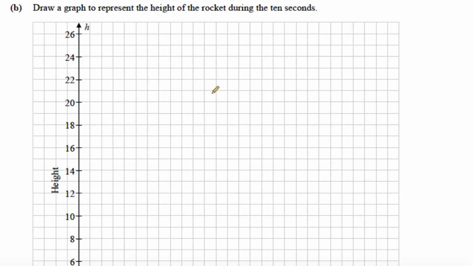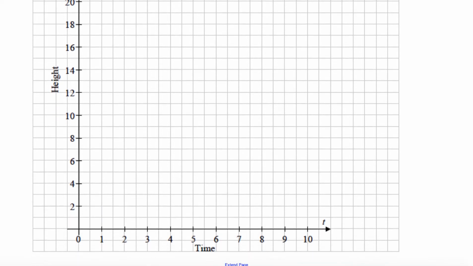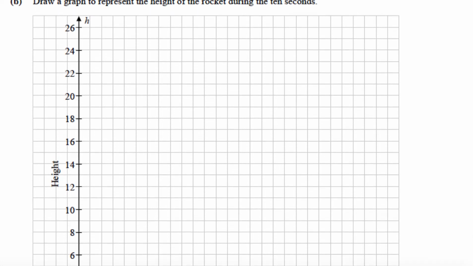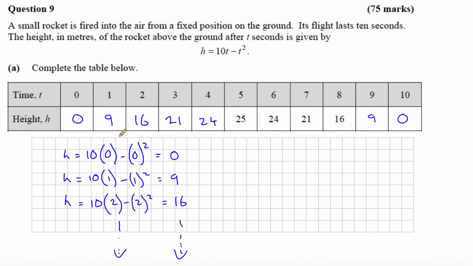Part B says, draw a graph to represent the height of the rocket during the 10 seconds. Okay, so this graph here, which they've given, has height going up the y-axis and time across the x. So t and h. So you're plotting the values that you got in the previous question. So you had these coordinates. In other words, the coordinates would be 0, 0 would be one coordinate. Then you've got, remember, it's t across the x-axis, so it's t first.